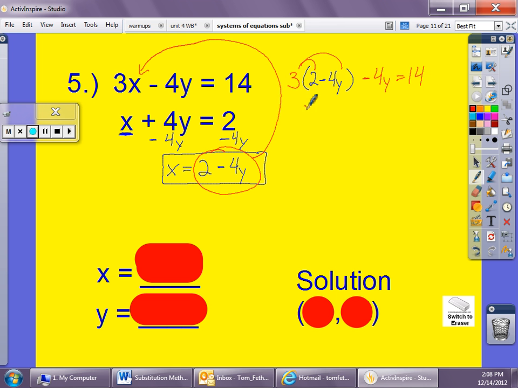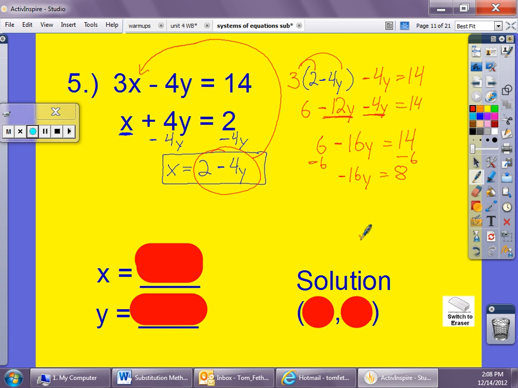3 times 2 will give me 6. 3 times negative 4, negative 12y, minus 4y equals 14. Now when I look at my negative 12y minus 4y, that will give me negative 16y equals 14. We have to subtract 6 from both sides. We're just solving the equation. We're trying to get the variable all by itself.